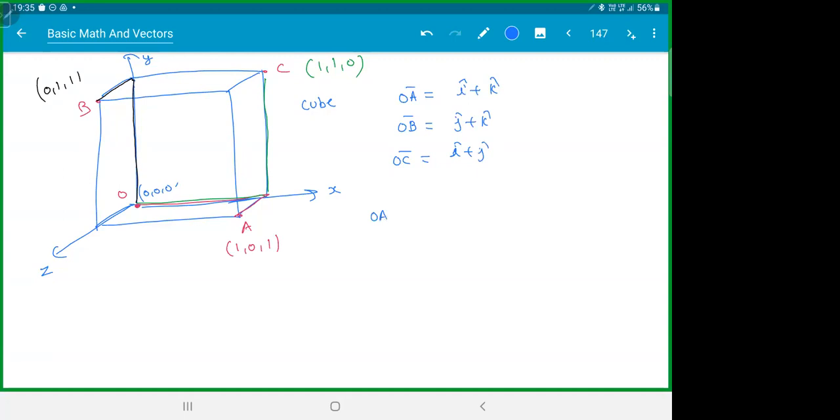If you take OA bar dot OB bar, it will be mod OA mod OB cos theta. This will be 1 and this will be root 2. Cos theta is equal to half, so theta is 60 degrees. Same for everything. Easy? Yes. Just get the coordinates and finish it off. There's nothing much there.